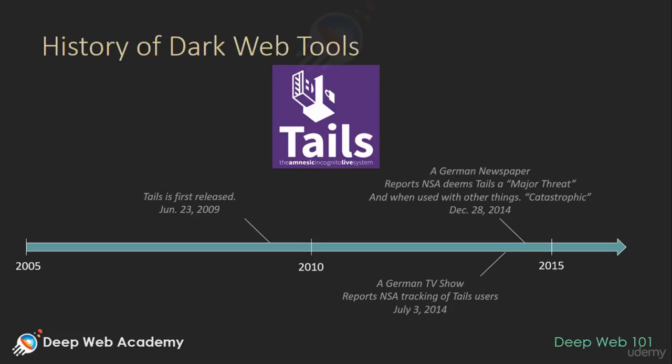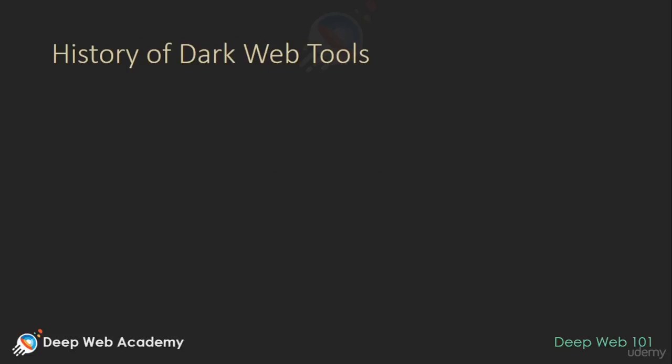Another German newspaper reported on December 28th, 2014, that the NSA deemed Tails a major threat to their operation and, when used with other cryptographic tools, catastrophic in the eyes of national security. So not much history behind Tails, but you can obviously see when you have a national government surveillance agency worried about Tails, it kind of proves for itself the anonymity and usefulness of this tool.